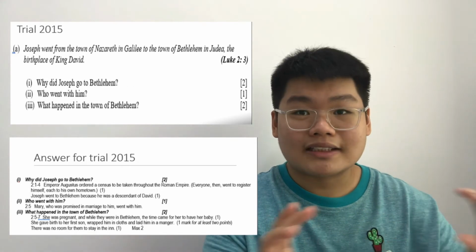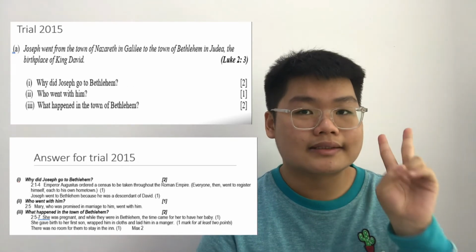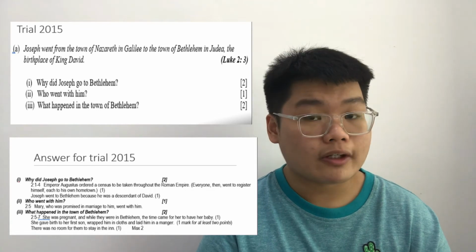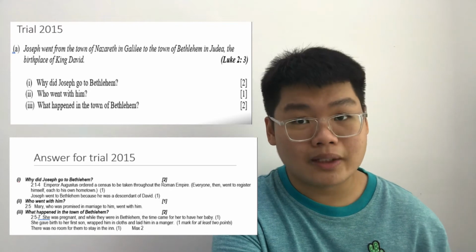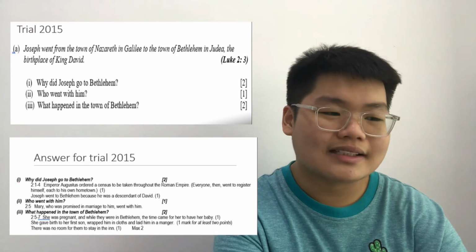So hopefully all of you answered the first question correctly. Now let's look at the second question. Who went with him? Over here we can see that Mary, who was promised in marriage to him, went back with him. So this is the correct answer.